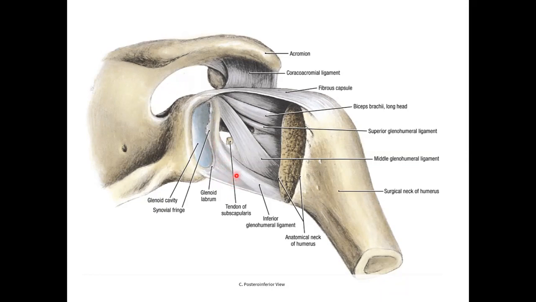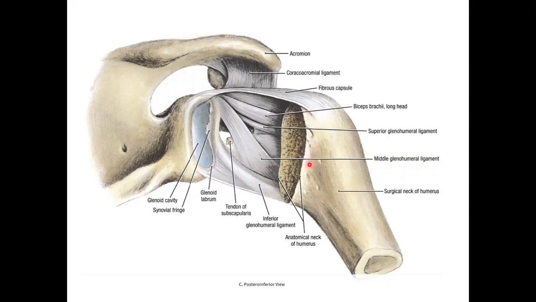And then they're showing you the different tendons that help make up the capsule. So you can see here's the subscapularis coming in. They're showing you the long head of the biceps brachii traveling through so it can attach on the superior aspect. And then they've named the different parts of the ligaments. You have your superior glenohumeral ligament, your middle glenohumeral ligament, and your inferior glenohumeral ligament.